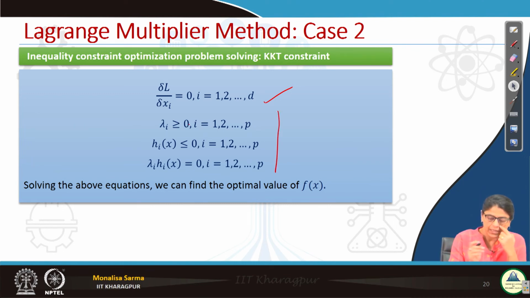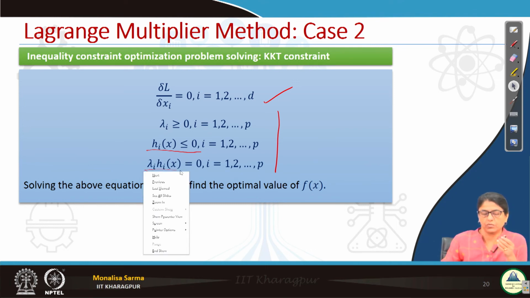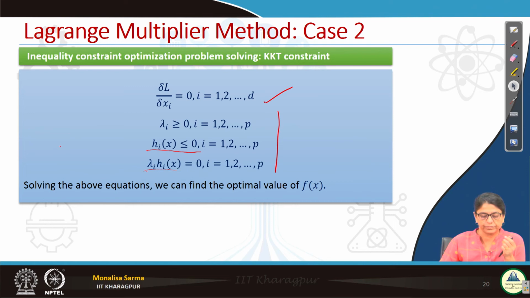What are they? One is lambda i should be greater than or equal to 0. That is one constraint; my lambda i value should not be less than 0. My constraint value hi of x should be less than or equal to 0, and my lambda i hi should be equal to 0. These are the three constraints. Lambda i greater than or equal to 0: please remember, when we solve it, we will need this. Hi less than or equal to 0, and lambda i hi equal to 0.